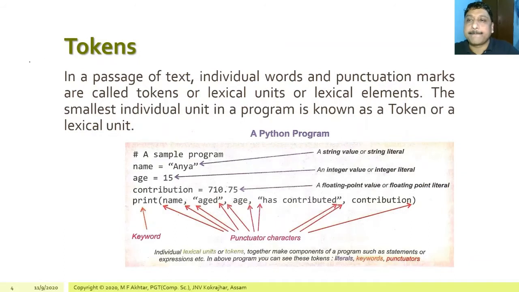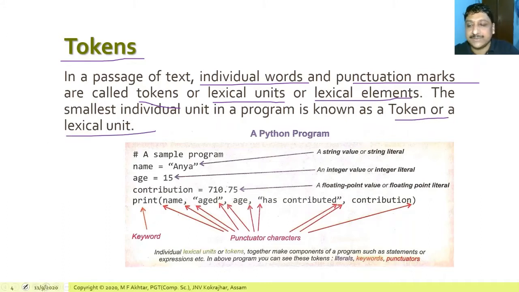Next is token. Tokens can be considered just like the words of an English sentence. In the same way, tokens are the individual words of the Python language. In a passage of text, individual words and punctuation marks are called tokens, or lexical units or lexical elements. The smallest individual unit in a program is also known as a token, or lexical unit.